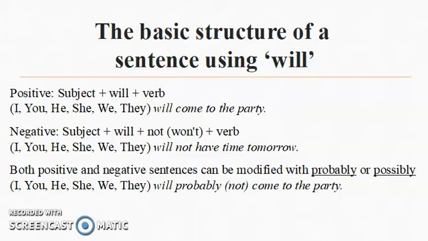Both positive and negative sentences can be modified with probably or possibly. So, for example, he will probably not come to the party is using a negative and a modifier like probably.